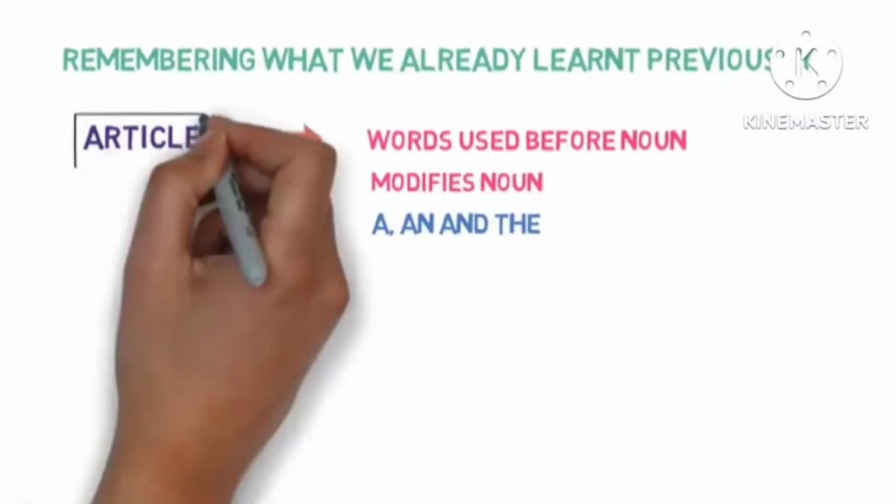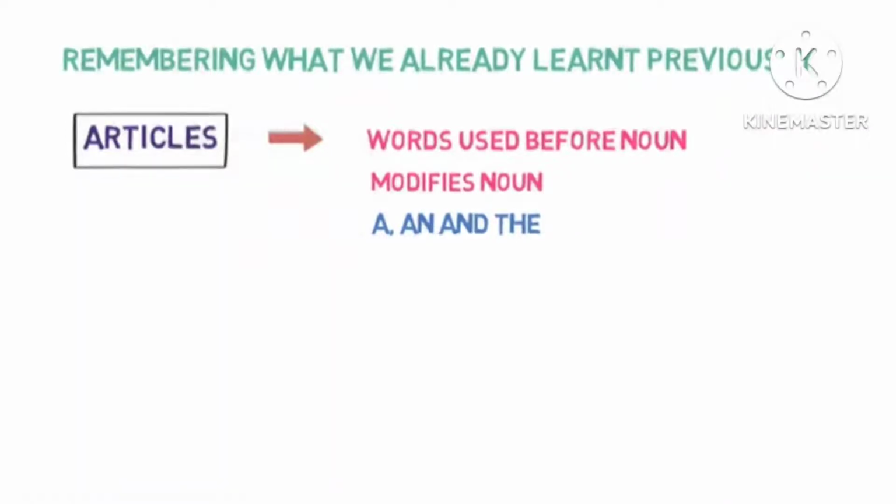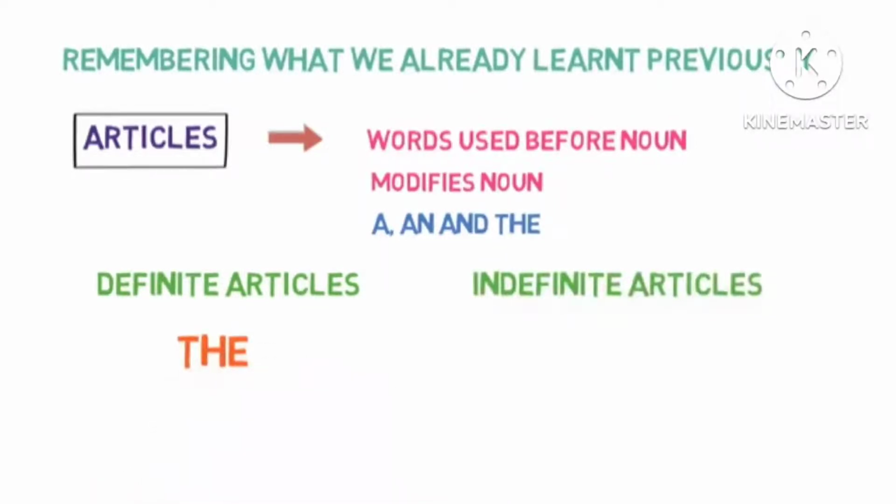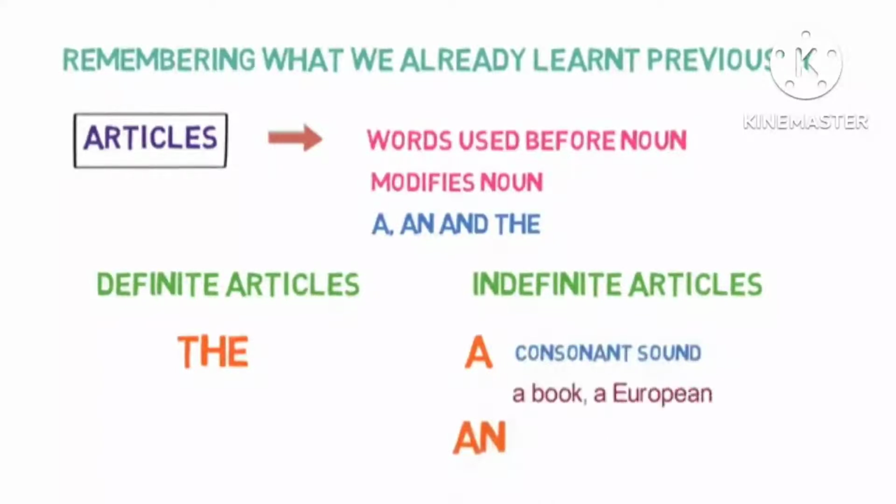These articles are divided into two categories: definite articles and indefinite articles. The comes in definite articles, and a and an come in indefinite articles. We use a when the word starts with a consonant sound, for example, a book, a European, and an when the word starts with a vowel sound, for example, an apple, an hour.